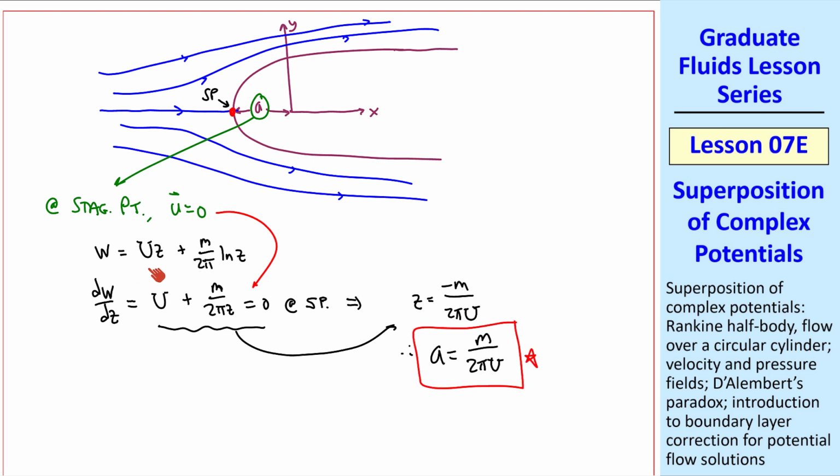You can analyze this complex potential further to find, for example, the thickness of the half-body, and you can plot its exact shape by plotting the psi equals 0 streamline. And you can do more analysis of this Rankine half-body.